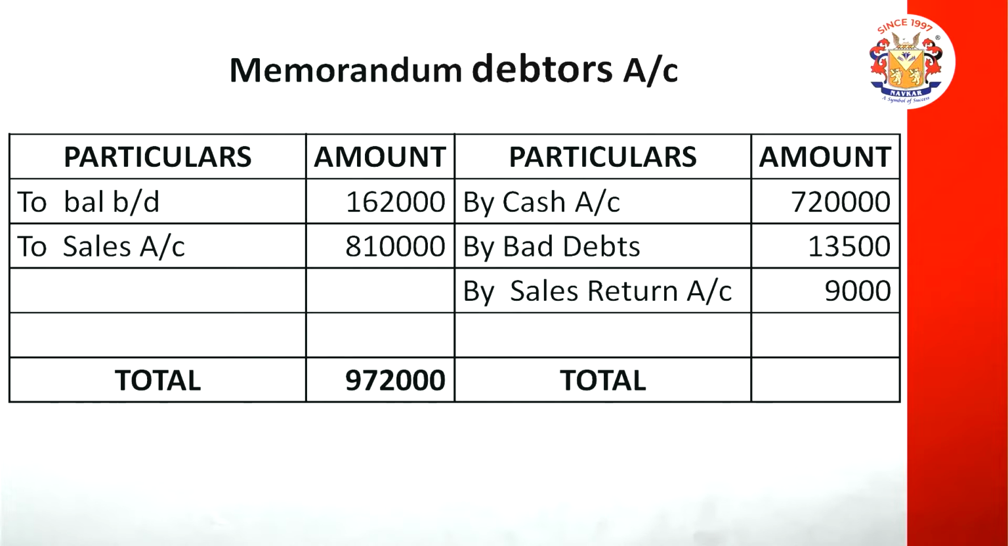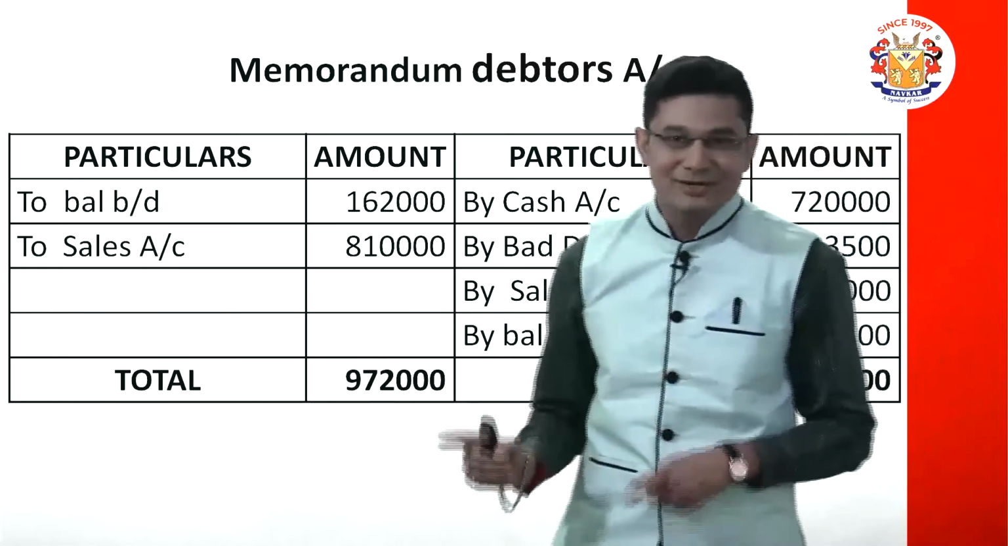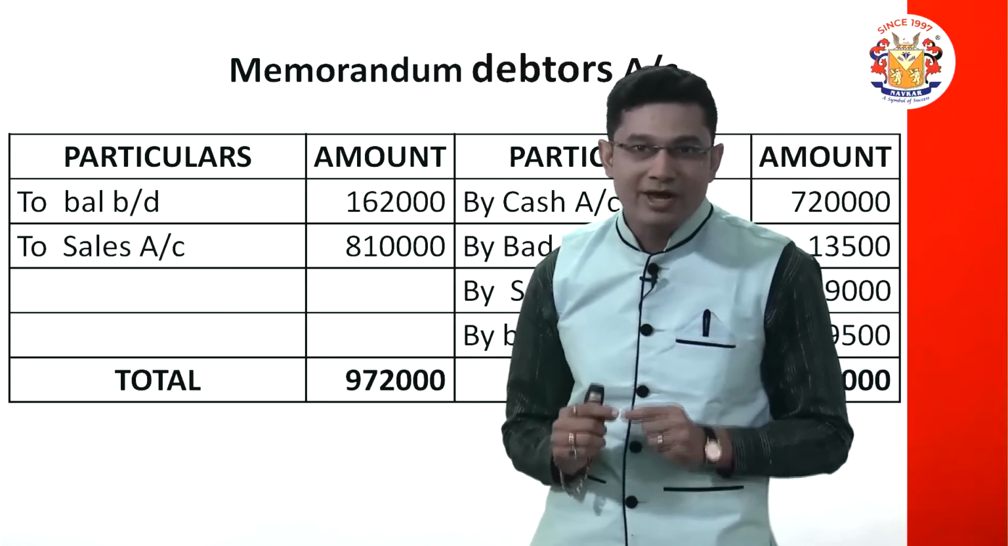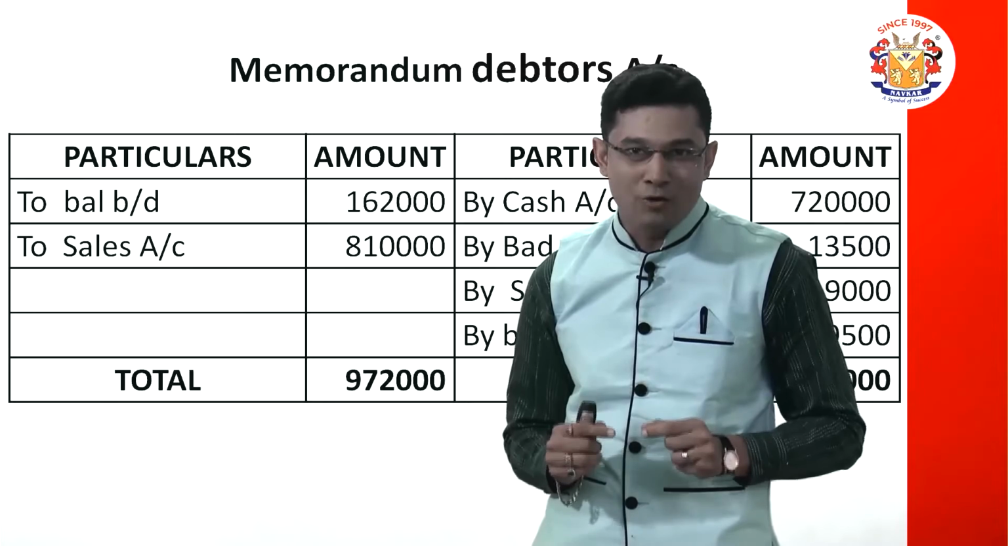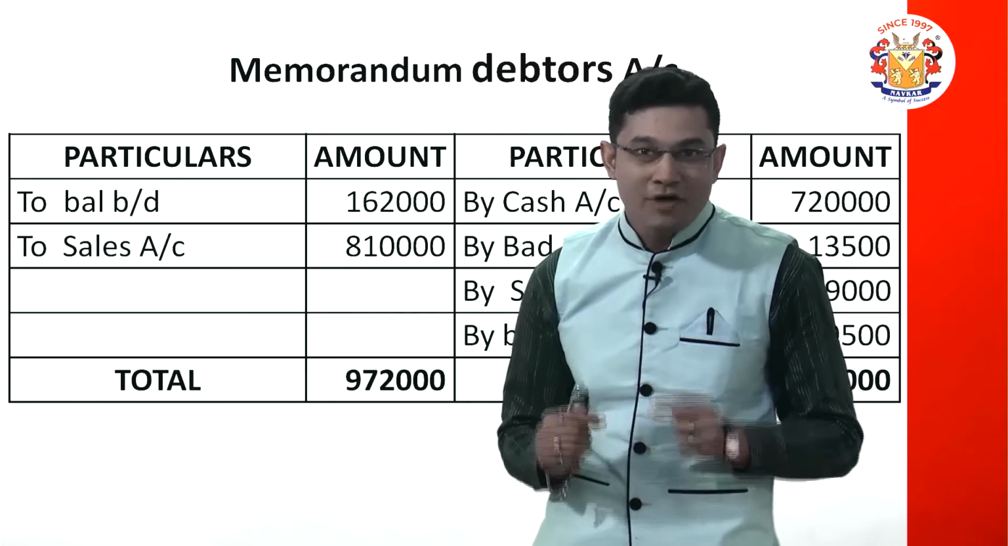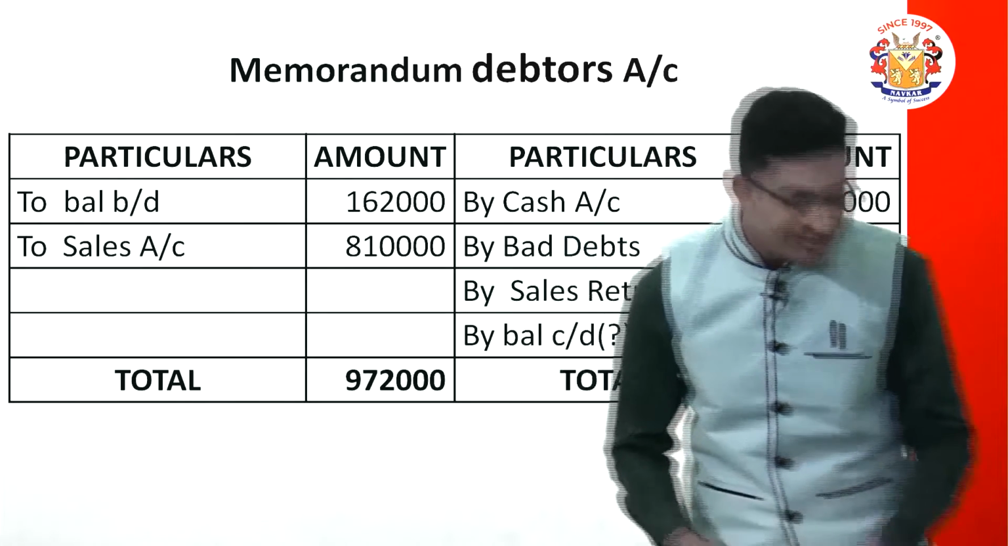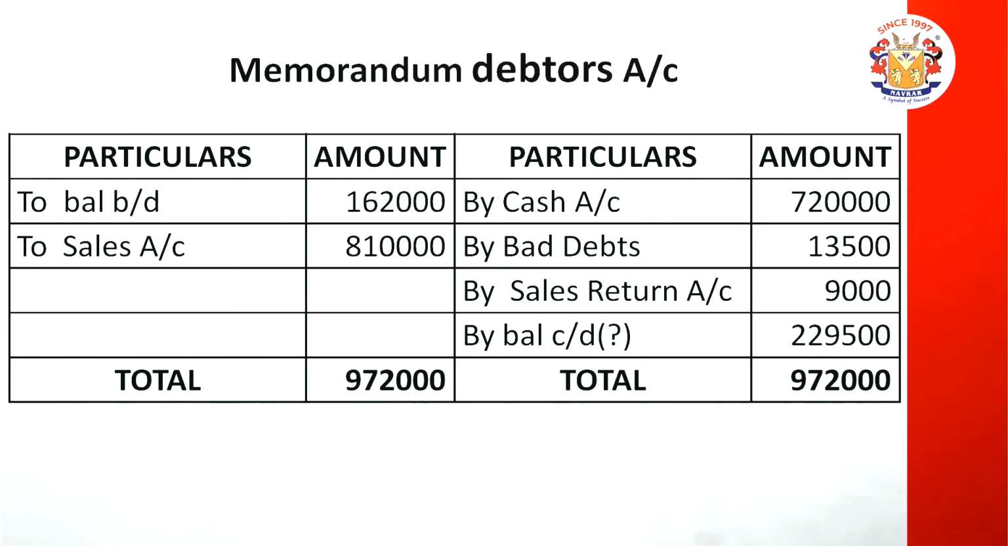But the closing balance of branch debtors is not available, which comes to 2,29,500. Ultimately, this closing balance of branch debtors will be recorded in the branch account as a part of closing branch assets. Next one.